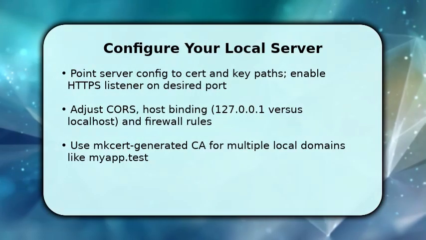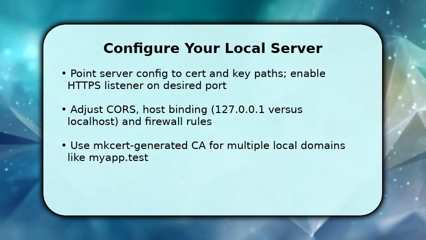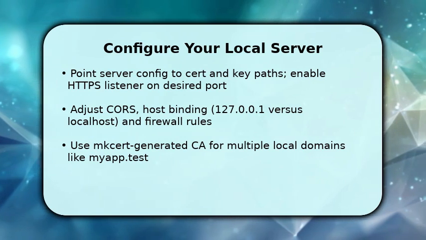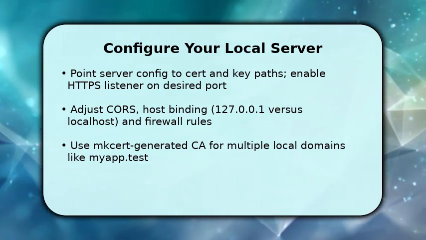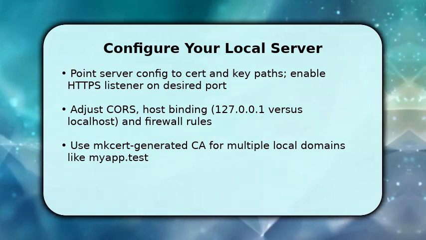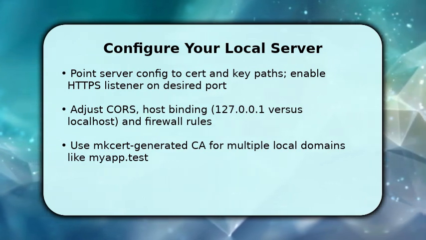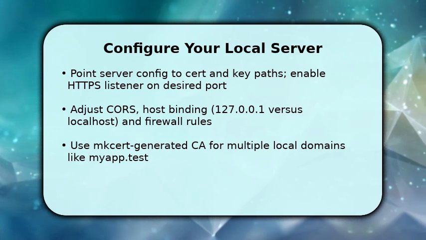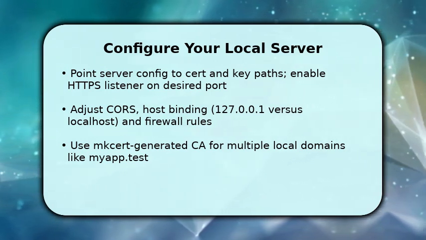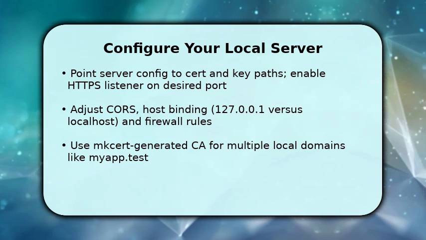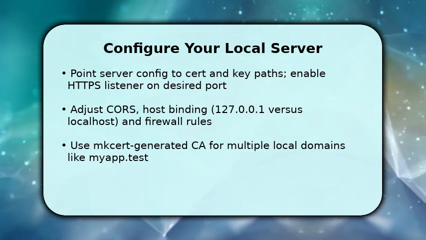Now connect your server to the certificate and key files. In Node, Python, or your chosen runtime, set the HTTPS options to use the key and certificate, then bind to 127.0.0.1 or localhost and a non-privileged port like 3000. Make sure CORS and allowed origins include your dev host and open the port in any local firewall.